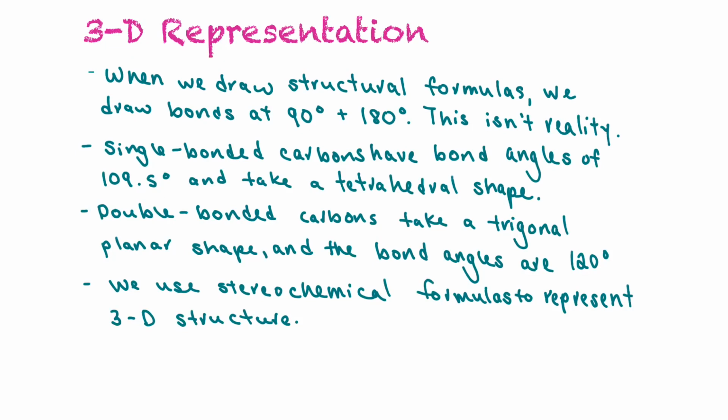When we draw structural formulas, we draw the bond angles at 90 degrees and 180 degrees, but this isn't reality. Single bonded carbons have bond angles of 109.5 degrees and take a tetrahedral shape, and double bonded carbons take a trigonal planar shape, and the bond angles are 120 degrees. So we use stereochemical formulas to represent the 3D structure of organic molecules.